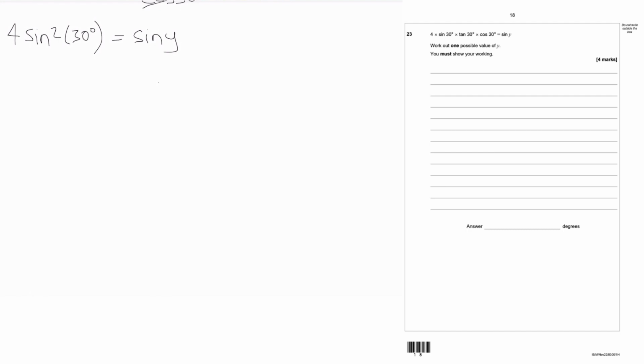Now, there are certain trigonometric values that we should know, and one of them is definitely the sine of 30 degrees. You should know that the sine of 30 degrees is a half. So we're going to plug in a half where we have sine of 30 degrees. This leaves us with 4 times a half squared, as it's sine squared, which is equal to the sine of y. 4 times a half squared is 4 times a quarter, which is 1. So we're left with the sine of y is equal to 1.